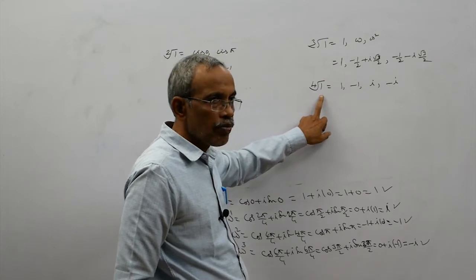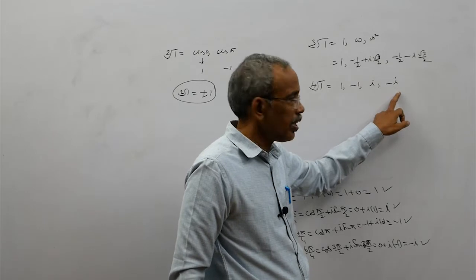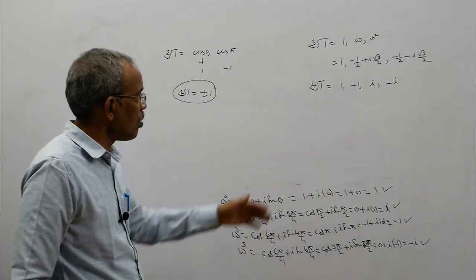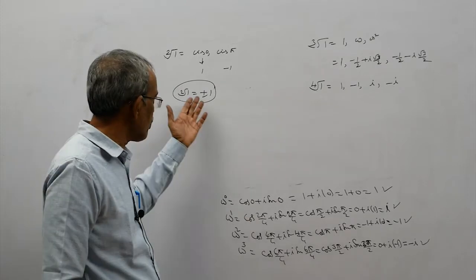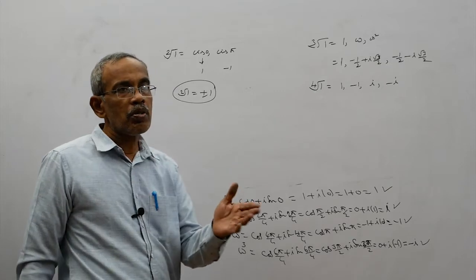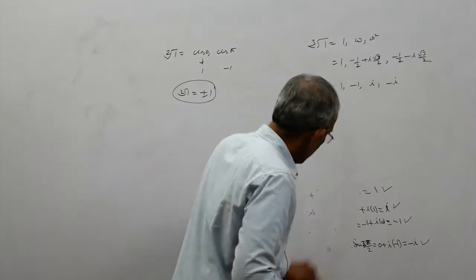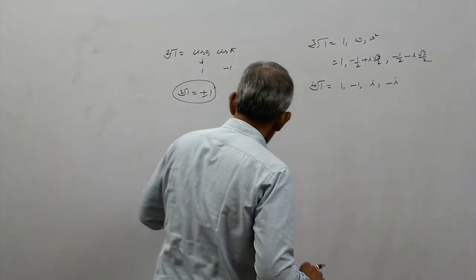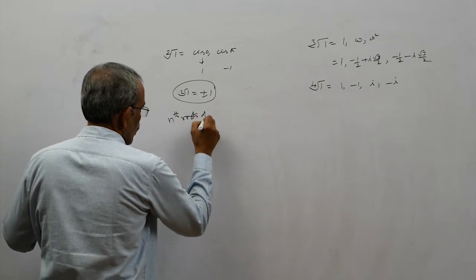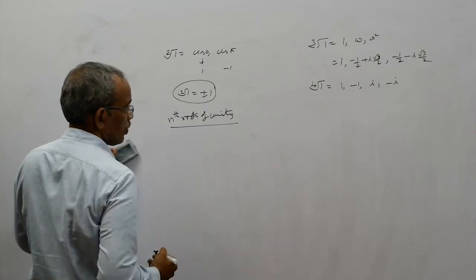Similarly, the sum of the fourth roots of unity, plus 1 minus 1 plus I minus I, cancel out and is equal to 0. So the sum of the cube roots of unity is 0, the sum of the fourth roots of unity is 0, the sum of the square roots of unity is 0. So the sum of the nth roots of unity is also equal to 0. Now, what are the nth roots of unity?